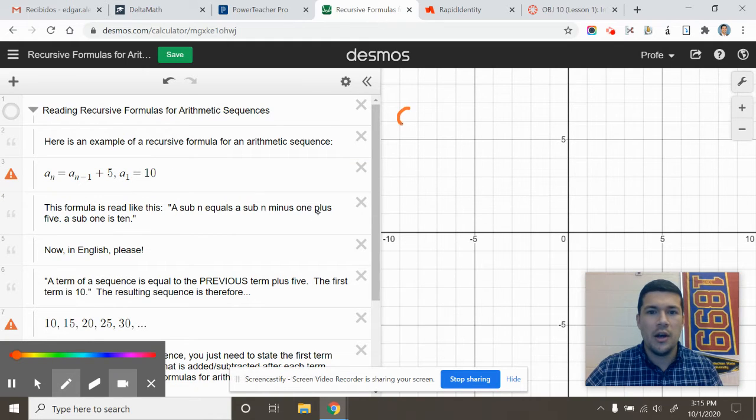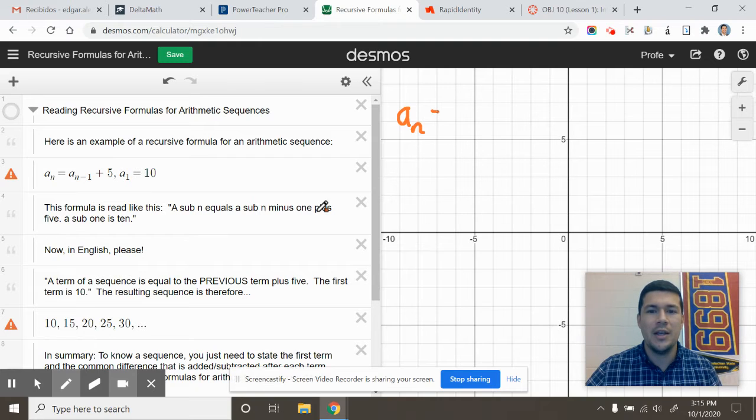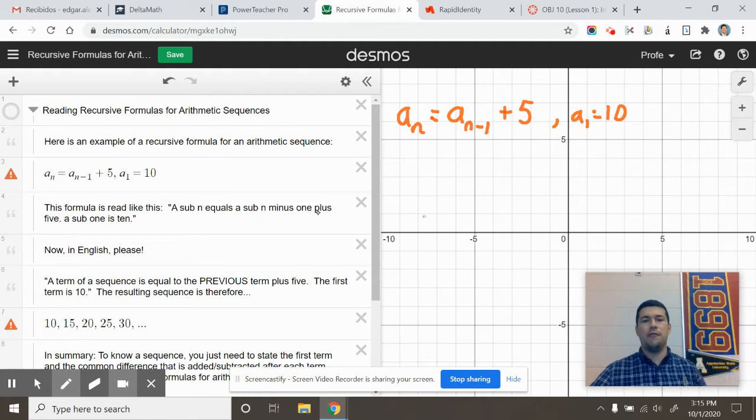Okay, so just like an explicit formula, you can start it with a sub n, all right? Except this one, instead of just defining the function and having an n as an input, is going to have another term. It's gonna have a sub n minus 1, and that means something. So let's say I have a sub n equals a sub n minus 1 plus 5, comma, a sub 1 equals 10. So that's your first example of a recursive formula.